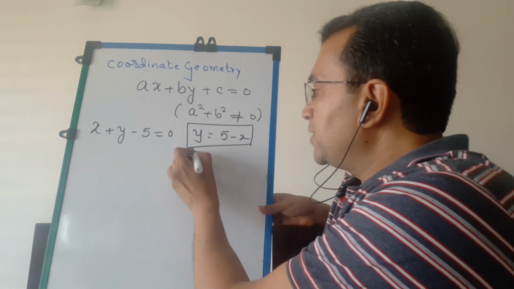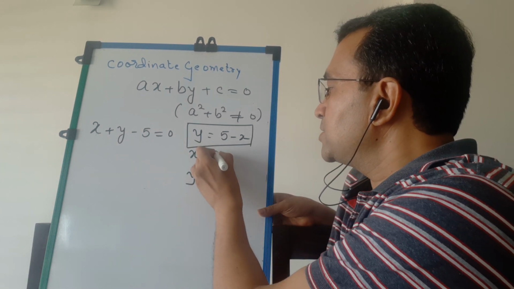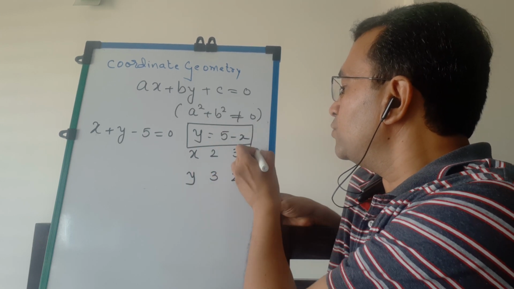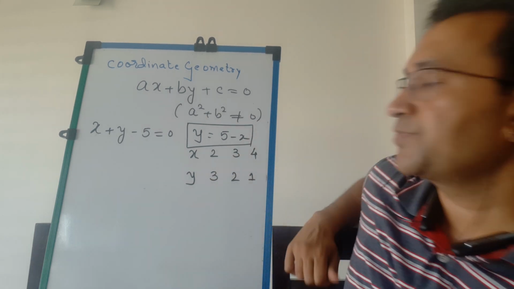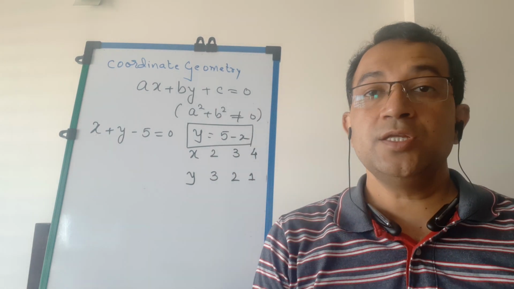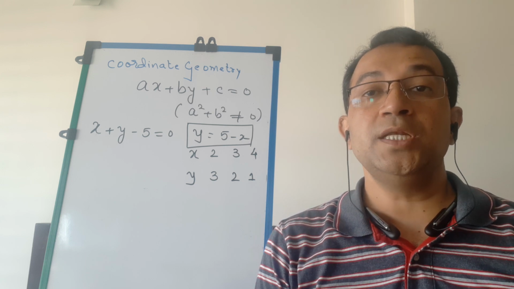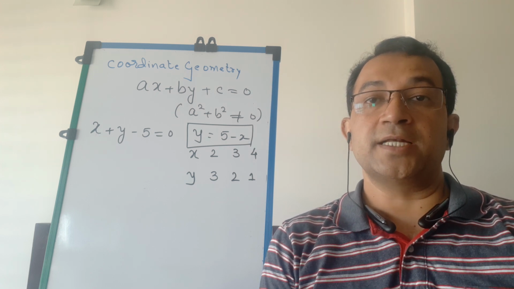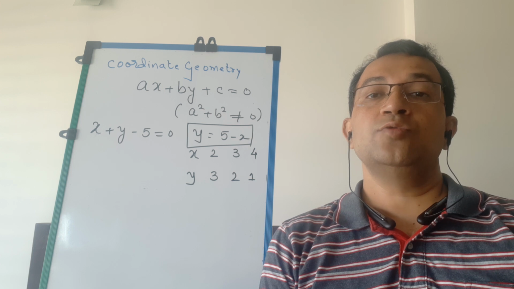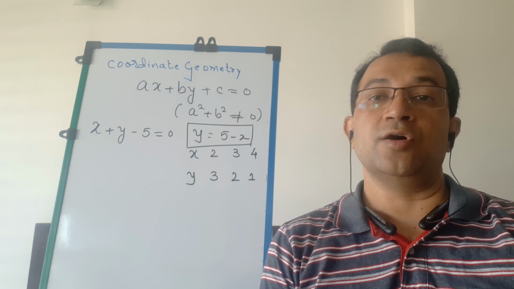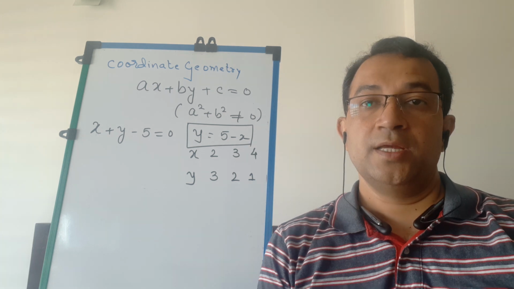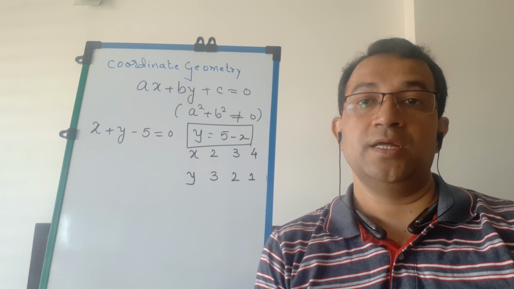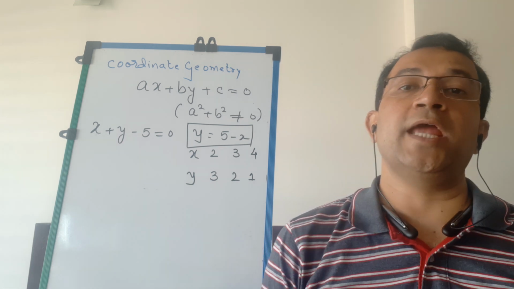Now suppose I am taking different values of x and writing corresponding y. When x is 2, 5 minus 2, y is 3. When x is 3, 5 minus 3, y is 2. When x is 4, y is 1. Students, in your geometry, you would have been taught minimum 2 points are required to characterize a line. A line is characterized by at least 2 points. So if I have 2 distinct points in a plane, definitely we can draw a line passing through these 2 points. But if there is 1 point in the plane, students, remember, infinite number of lines can pass through that 1 point. But if I am given 2 distinct points, a unique line passes.